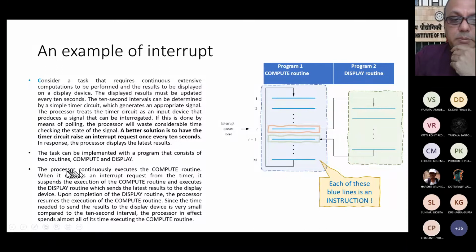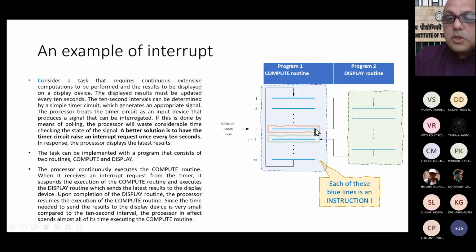The processor is executing a routine called compute. This is the blue box here. There are these lines of code here. I hope you are able to see this. Line 1, instruction 1, instruction 2, instruction 3, till it comes to an instruction where the display peripheral pats the CPU and says, CPU, I need some service from you. So when it was executing this instruction, the peripheral interrupts the CPU. So the CPU is at this orange bordered instruction.